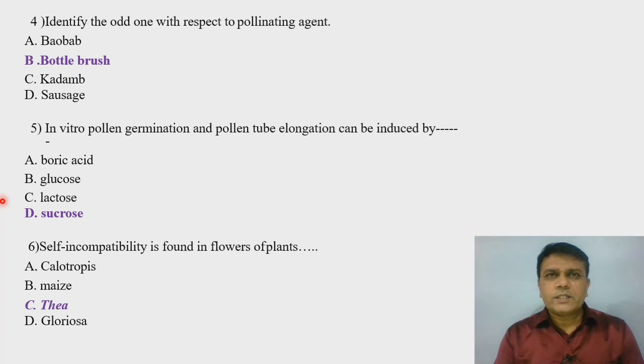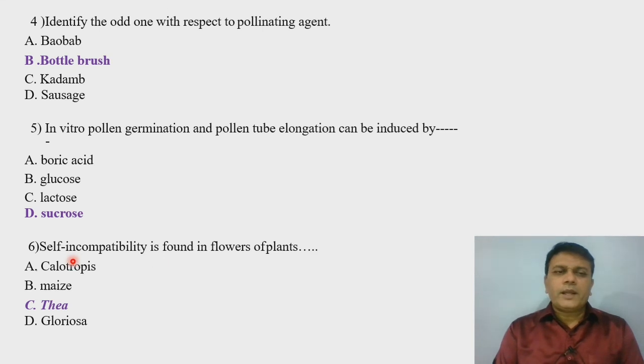So as the substance which is produced on the surface of the stigma is sucrose, when artificially we provide this sucrose to the pollen grains, then we can carry out in vitro pollen germination and pollen tube elongation artificially. Then the next one is, self incompatibility is found in the flowers of plants.